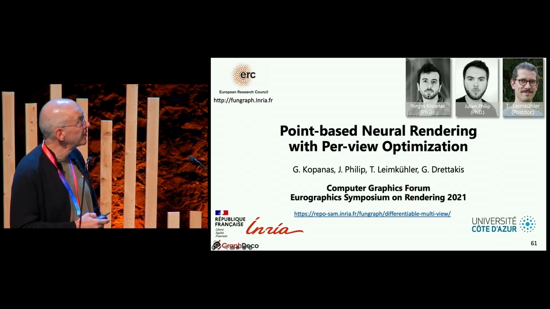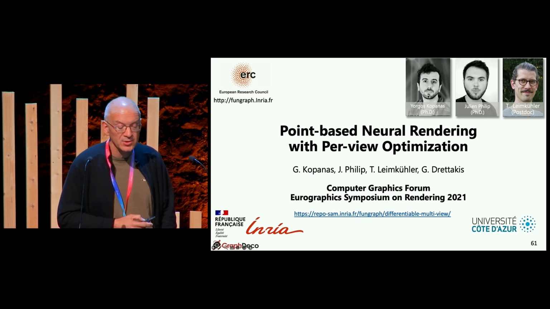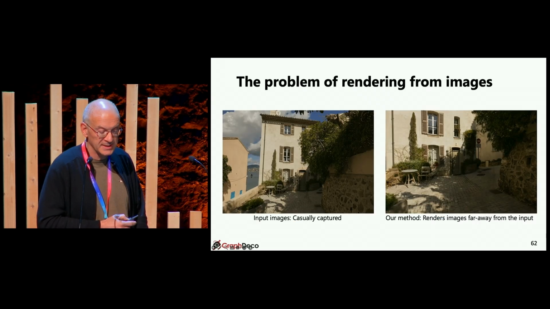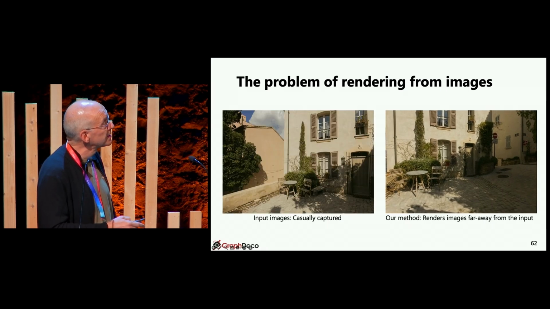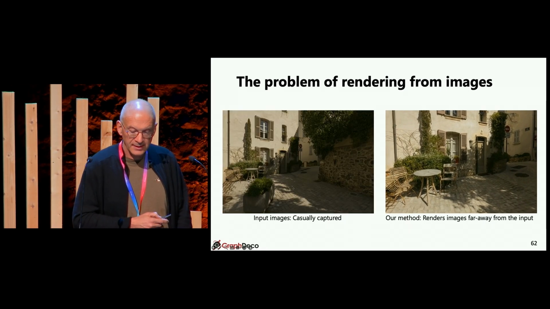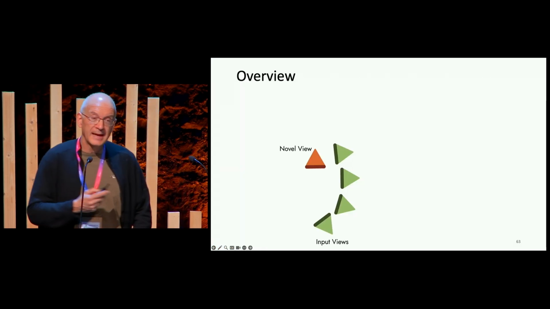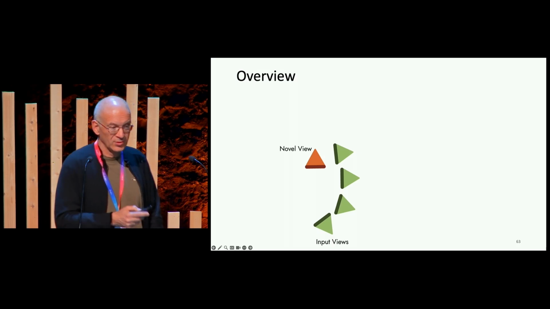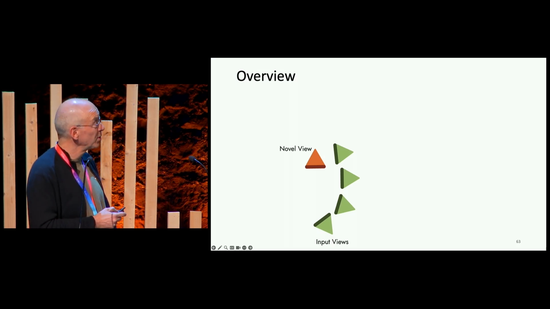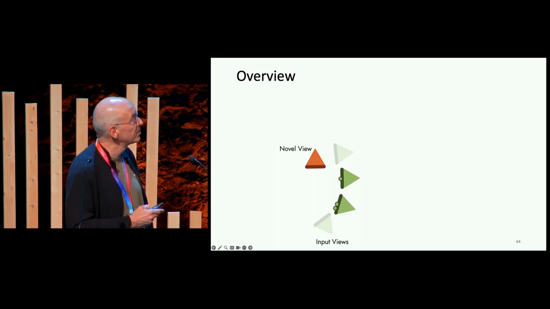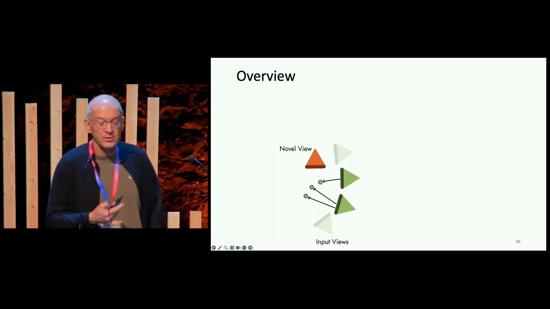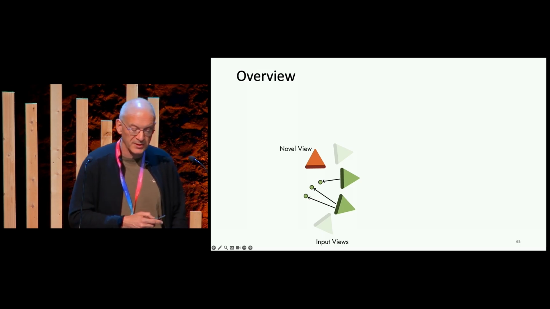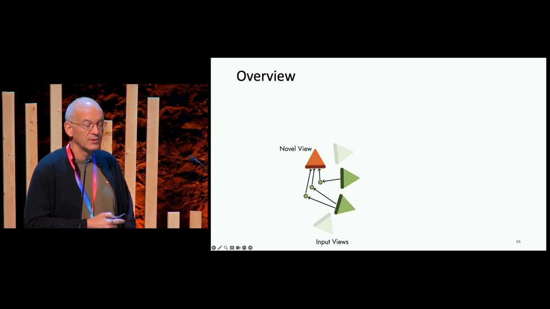And the first step was to develop a point-based neural rendering approach with per-view optimization. And as before, the goal is to take casually captured images and allow high-quality rendering. So how does this work? Again, as I said, George and Thomas convinced me that points were a good idea. So you take the input views, and you take the pixels that you can lift to 3D, and we do this because we use multi-view stereo as a first step, and then you can reproject them to the novel view.